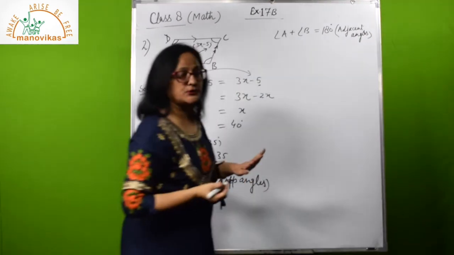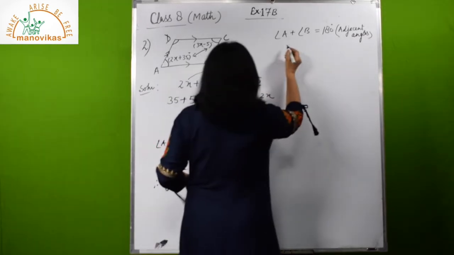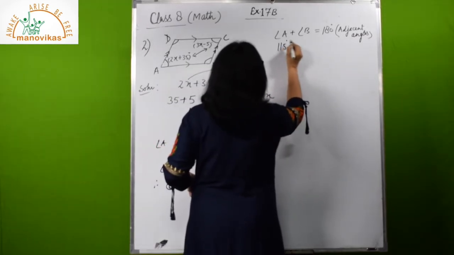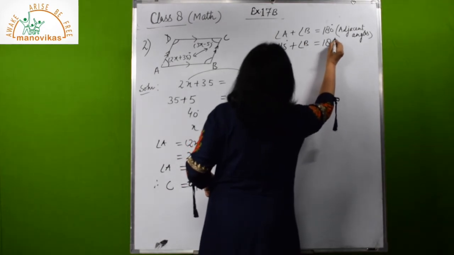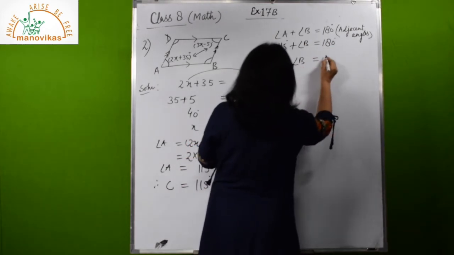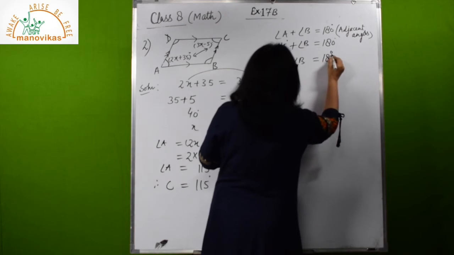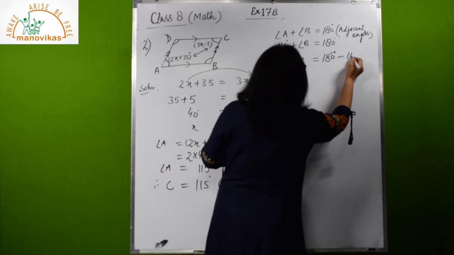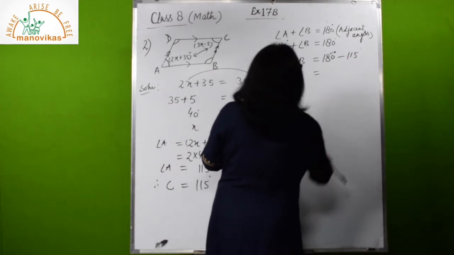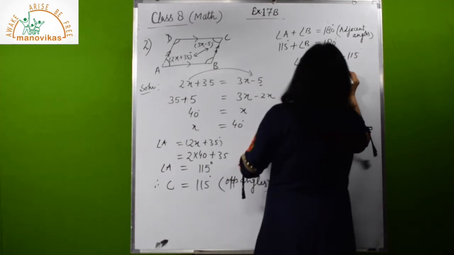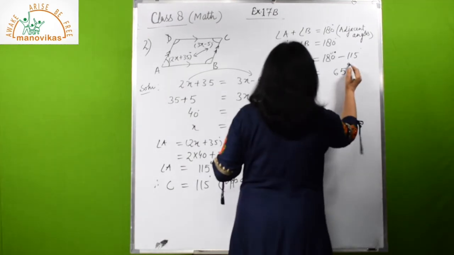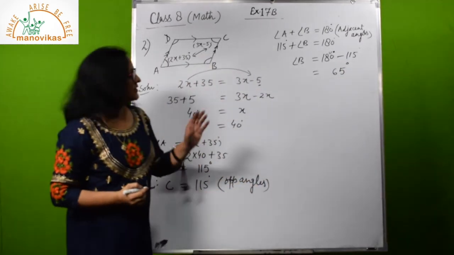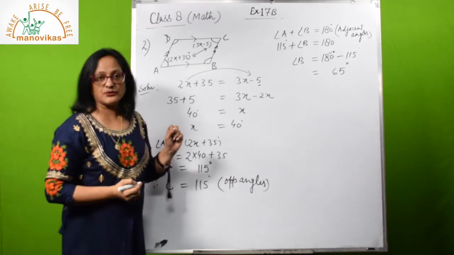This property we will use here. Now angle A we have already found as 115 degrees, plus angle B is equal to 180 degrees. So angle B is equal to 180, and this 115 will be subtracted on the right hand side, and this is equal to 65 degrees. So this way angle B we have found as 65 degrees.